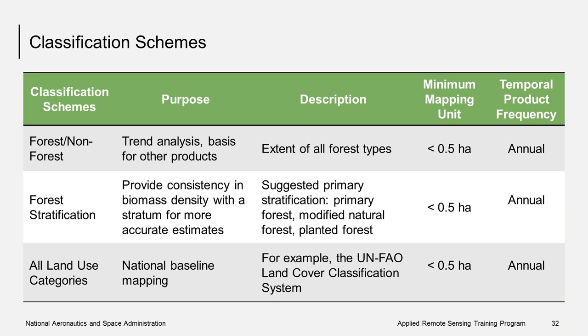The forest stratification map identifies forest types with common biomass densities. This ultimately provides more accurate carbon estimates, which might be useful for addressing indicator 15.3.1. The suggested primary stratification is primary forest, modified natural forest, and planted forest, as long as they have different densities and you can spectrally distinguish them. The all land use categories map can be used for national baseline mapping. A good example is the UN FAO land cover classification system.